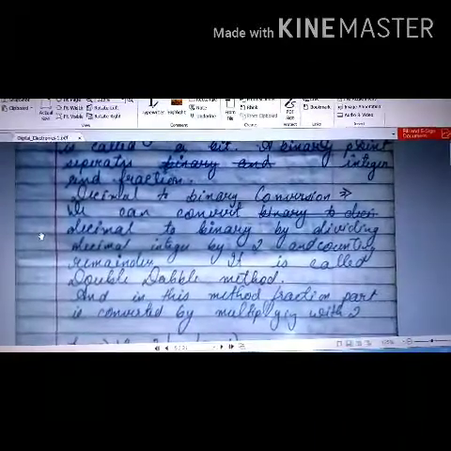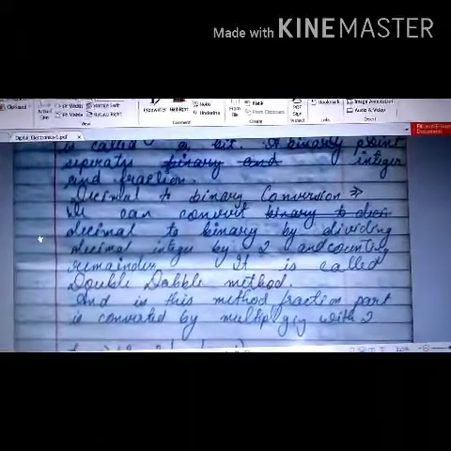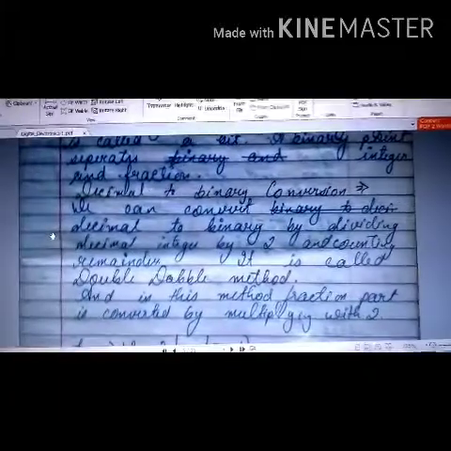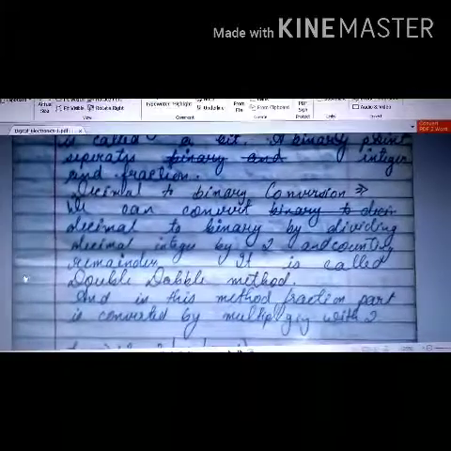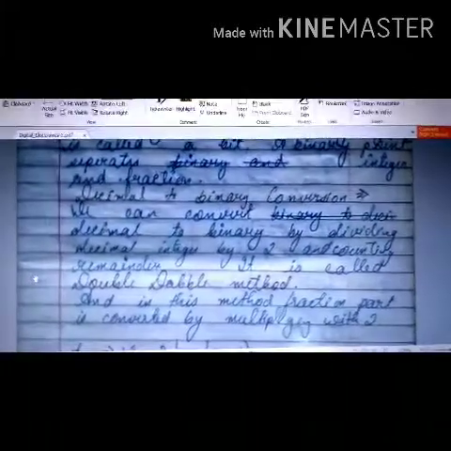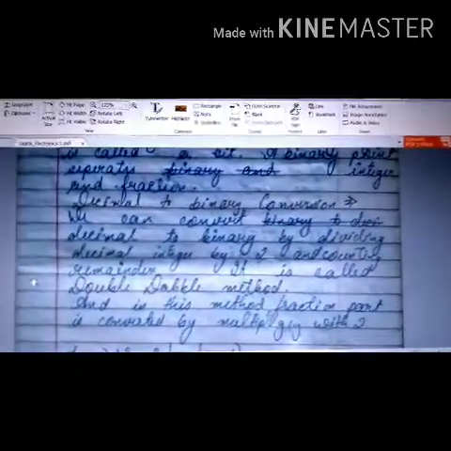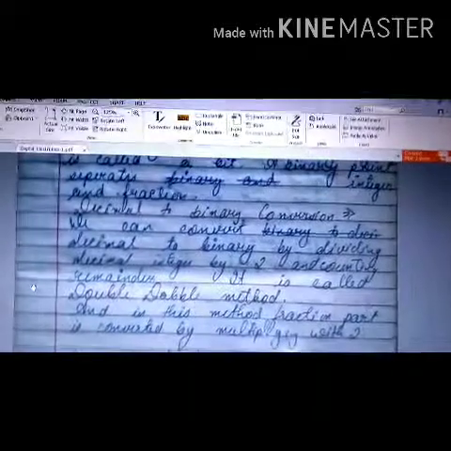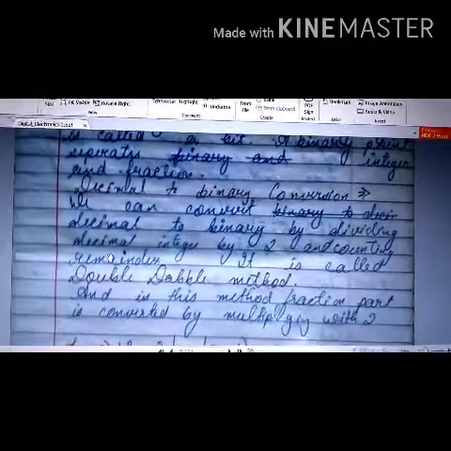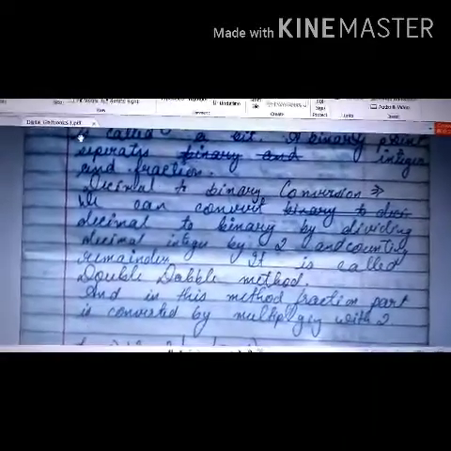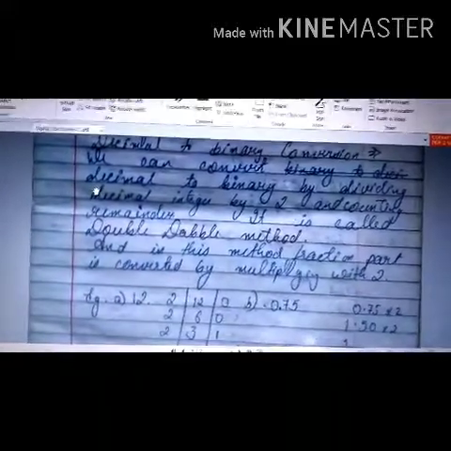When we convert a decimal number to binary by dividing the integer by 2 and counting the remainders, it is called the double-dabble method. In this method, the fraction part is converted by multiplying with 2. So the integer part, we will keep on dividing by 2 until the remainder is only 1 or 0. And in the fraction part we will keep multiplying the fraction by 2 until the number is finished or we have reached sufficient accuracy.